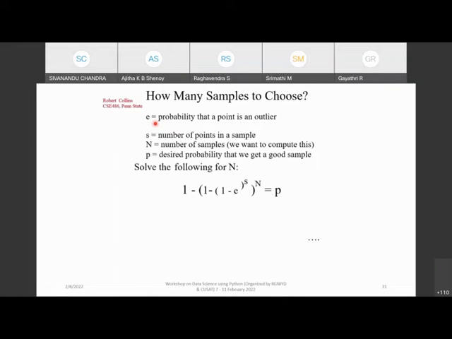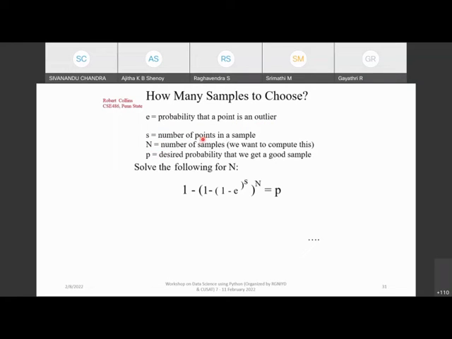Define E is equal to the probability that a point is an outlier. Suppose I am having 20 points, you can say that 4 points can be outliers, but I need one line which has at least 16 inliers. So define this probability that a point is an outlier.